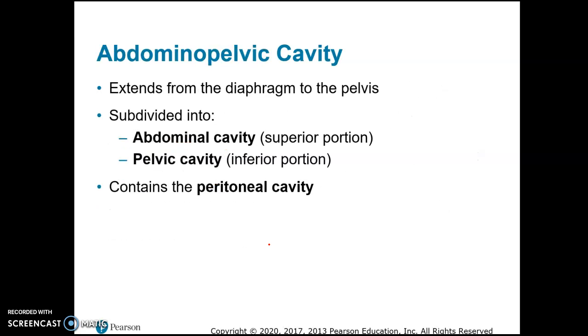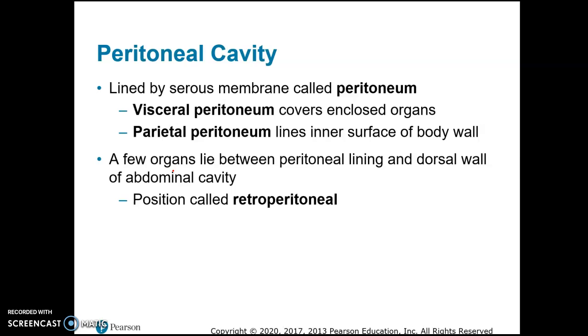And then below the thoracic cavity is the abdominopelvic cavity, and it's below the diaphragm. It's divided into the superior portion, which is the abdominal cavity, and the inferior, which is the pelvic cavity. And the serous membrane is called the peritoneum. So it forms the peritoneal cavity.